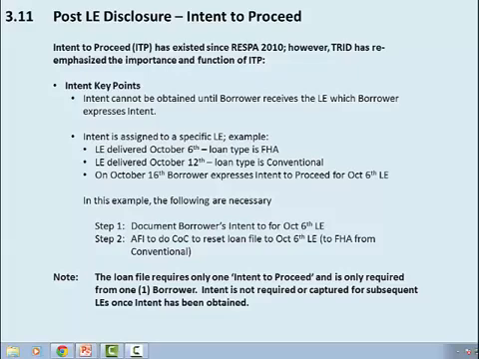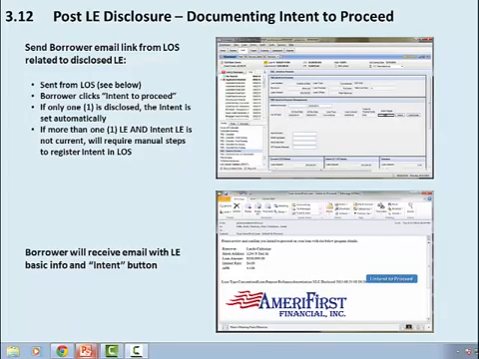Note: each loan file requires only one intent to proceed, and it is only required from one borrower. We are not required to obtain intent for subsequent LEs once intent has been obtained. At this point, the question is, how do we obtain and document the borrower's intent to proceed?